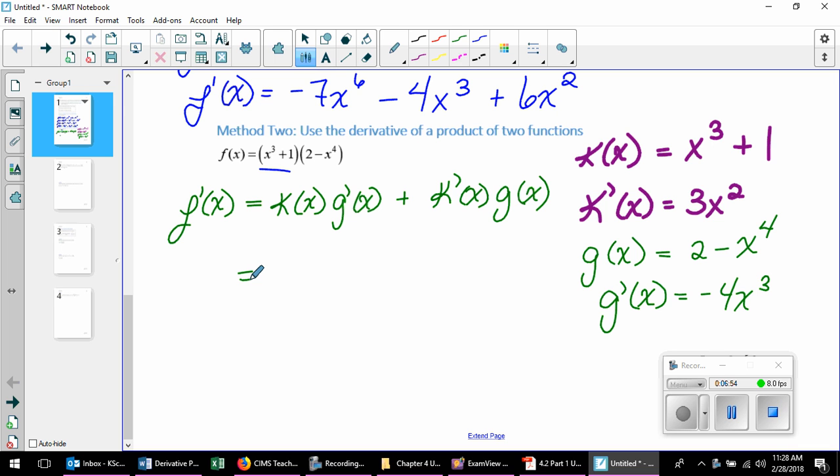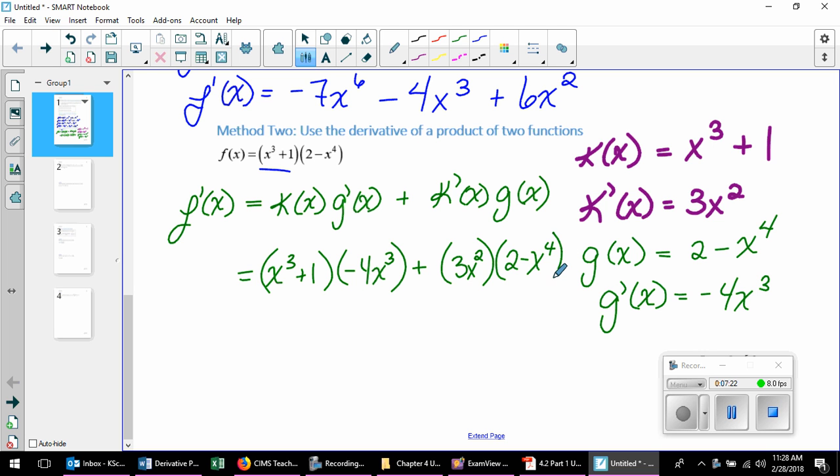Okay, so I take the original k of x function, so that is x cubed plus 1, times the derivative of g of x, which is negative 4x cubed, and I'm going to add that to the derivative of k of x, which is 3x squared, times the original function of g of x, 2 minus x to the exponent 4. Are you done? No. You're going to multiply them through now.